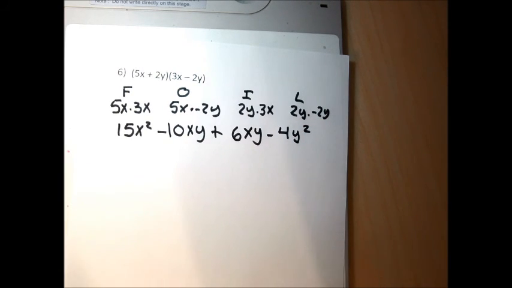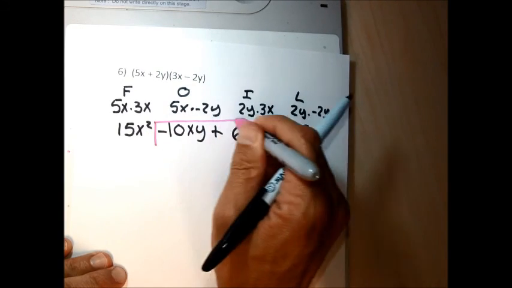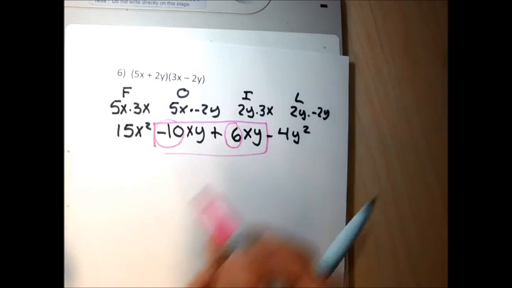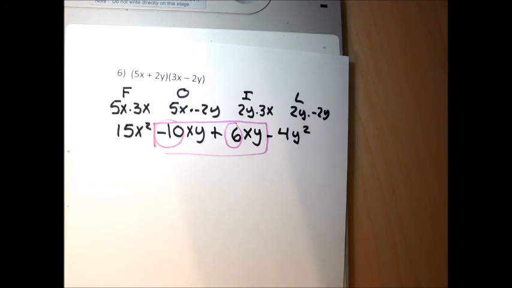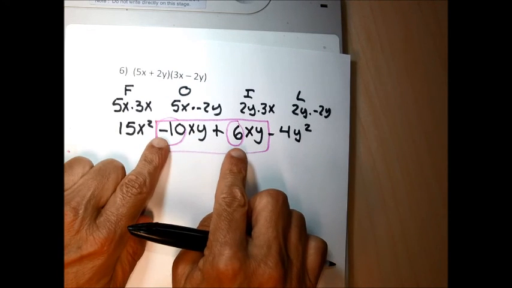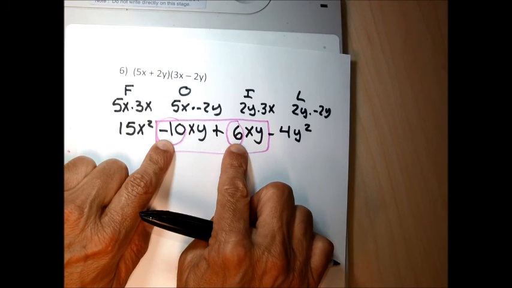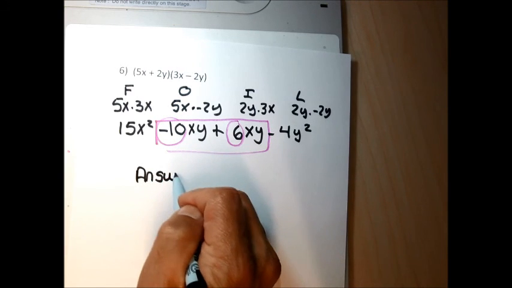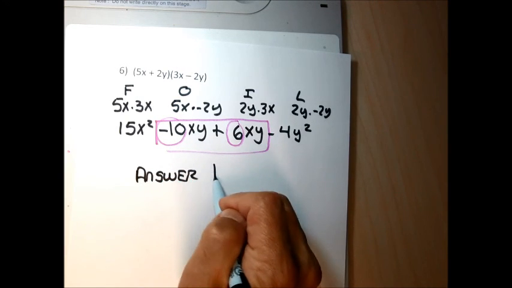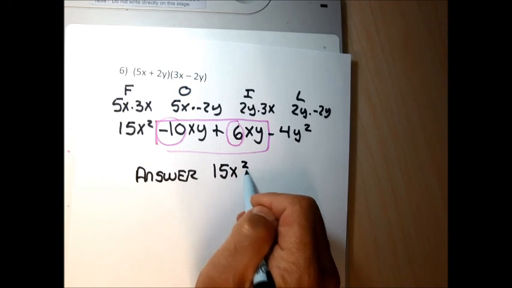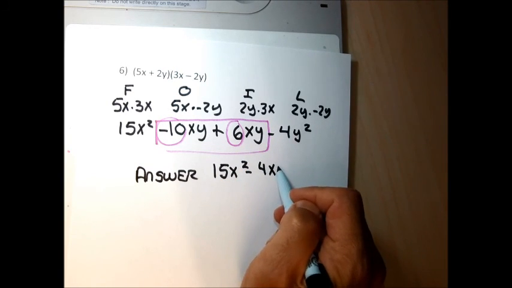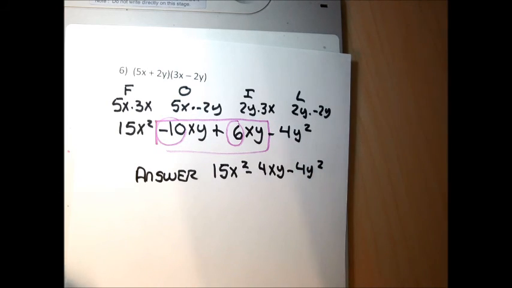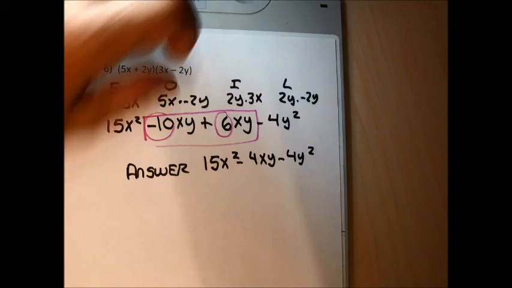The only thing I need to do to finish this problem up is combine these terms, and I combine them by just combining the coefficients. When you're adding or subtracting, the letters don't change, just the numbers in front do, and a negative 10 plus a positive 6 is a negative 4. So for my answer to number 6, I'm going to have a 15x squared, a minus 4xy, and a minus 4y squared. And again, I'm not going to factor that. If I factored it, it would go right back to the original problem.